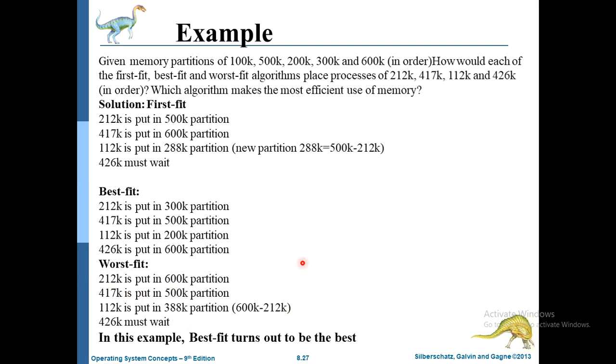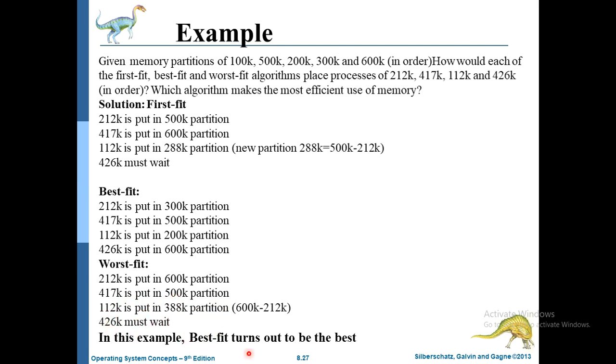This 600K will be divided into two parts in the multi-partition method, right? So now the new list is 100K, 500K, 200K, 300K and 388K. In a similar way, 417K is put in the 500K partition. 112K is put in the 388K partition. This is large enough, right? Again here 426K must wait, right?